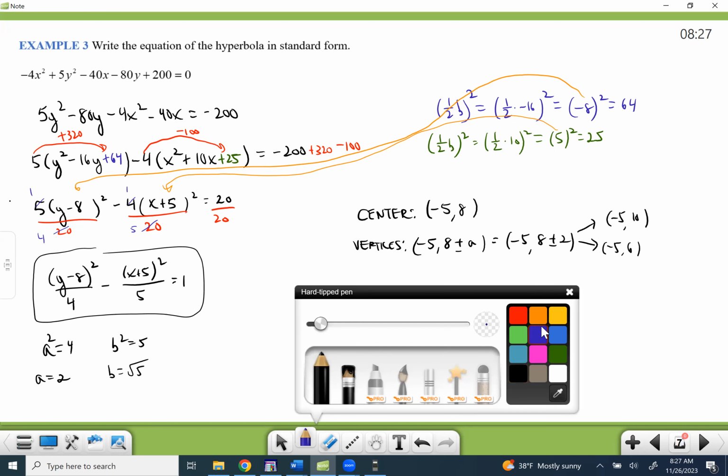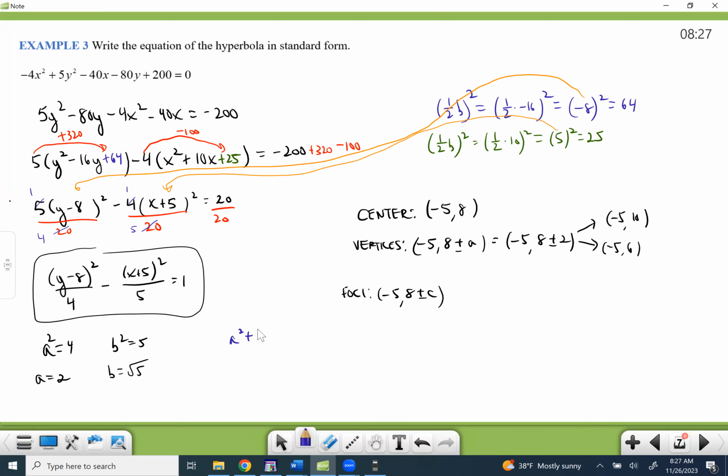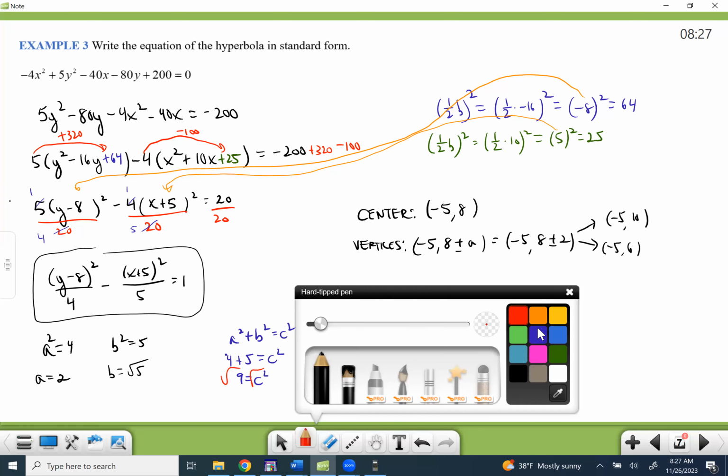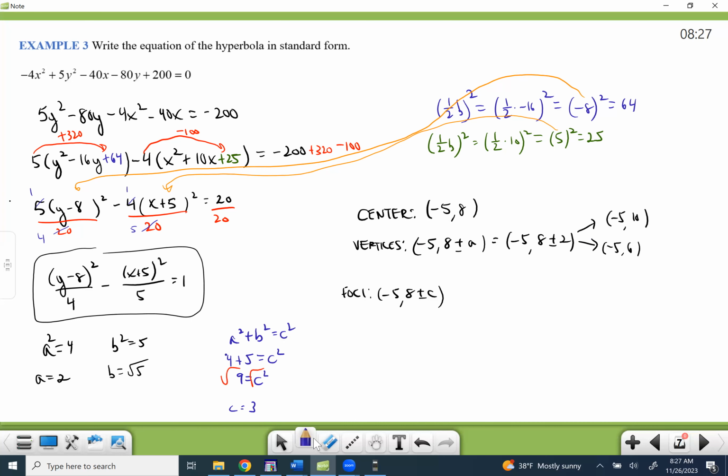And then we would just have to pull the A squared plus B squared equals C squared. Figure out what our C is. So let's see, we would have 4 plus 5. Ooh, that's nice. We got a 9, right? So we square root both sides. We are looking at C equals 3. So we substitute that in. We've got -5, 8 plus or minus 3. So -5, 8 plus 3 is 11, and -5, 8 minus 3 is 5. So that would be our foci.